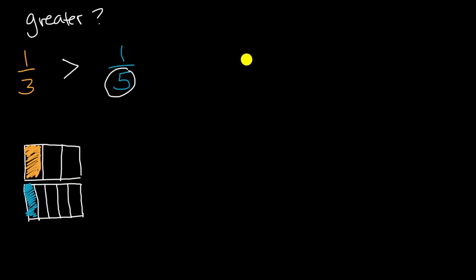How would you compare 2/3 to 2/5? Well, same idea here. A third is bigger than a fifth. So 2/3 is definitely going to be bigger than 2/5. And you could see it here. 2/3 is that, while 2/5 is that right over there.